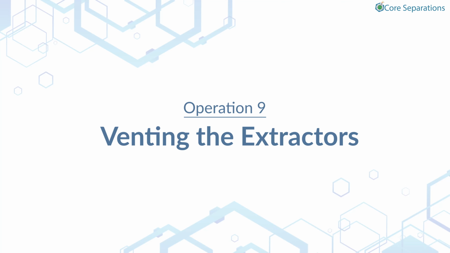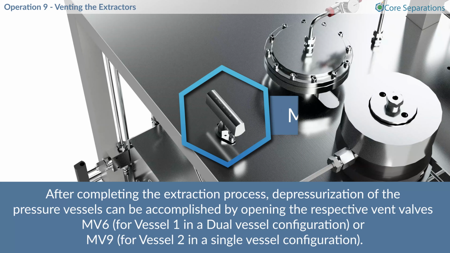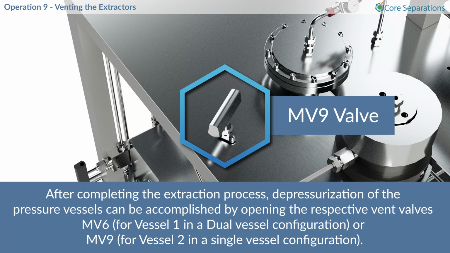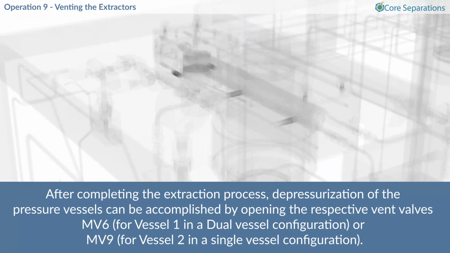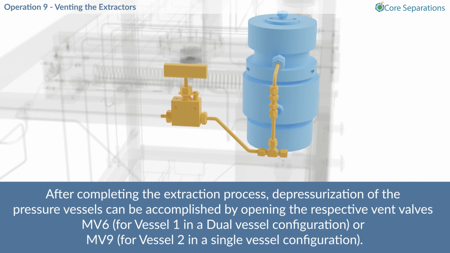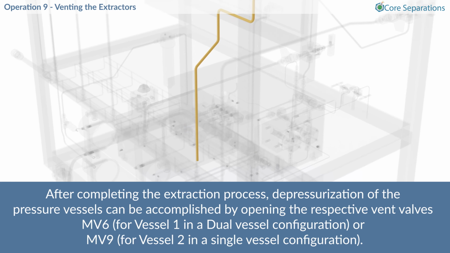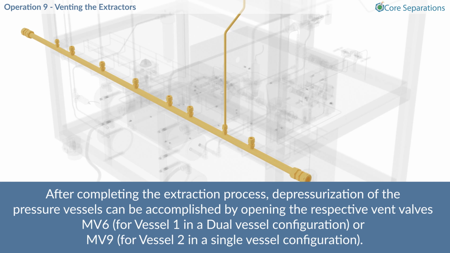Operation 9. Venting the extractors. After completing the extraction process, depressurization of the pressure vessels can be accomplished by opening the respective vent valves, MV6 for vessel 1 in a dual vessel configuration or MV9 for vessel 2 in a single vessel configuration.